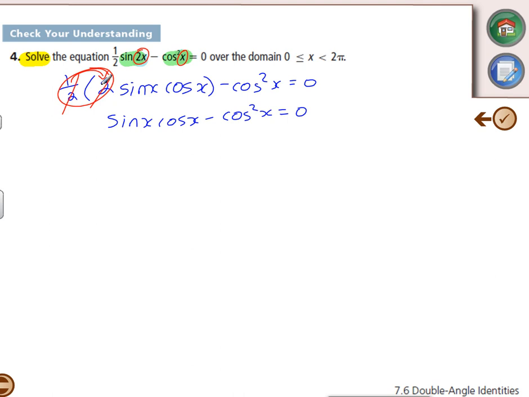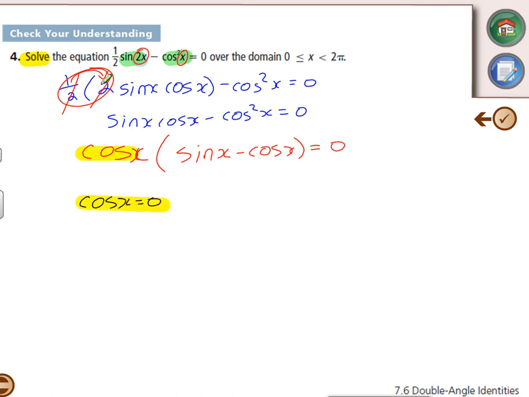Now we factor. First step of factoring, GCF. Pull out that cos x. Leaves us with sine x minus cos x equals 0. We're looking at two places now. First place we're looking, where cos x equals 0. And we also have where sine x minus cos x equals 0. Well, that's going to happen where sine x equals cos x.